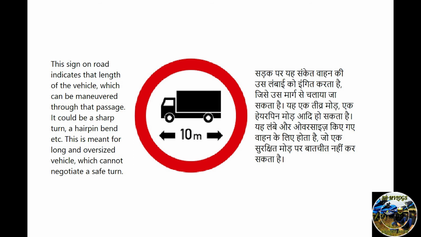This sign on the road indicates the length of the vehicle which can be maneuvered through that passage. It could be a sharp turn, a hairpin bend, etc. This is meant for long and oversized vehicles, which cannot negotiate a safe turn.